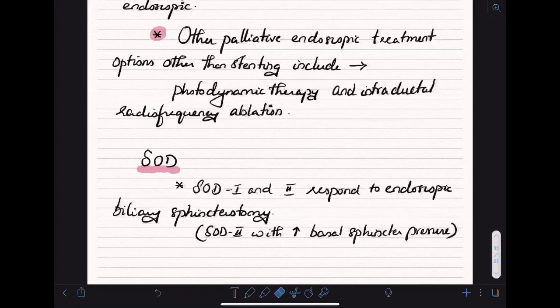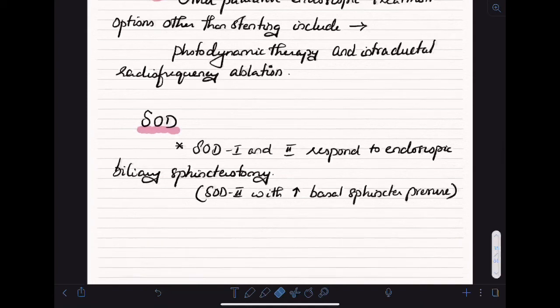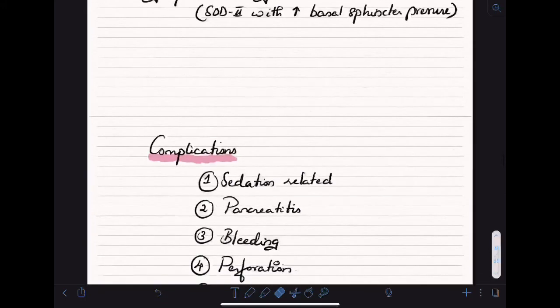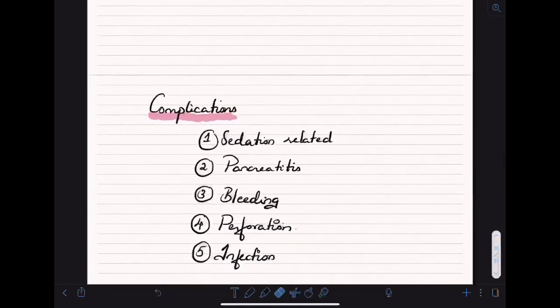For sphincter of Oddi dysfunction, SOD 1 and 2 respond to endoscopic biliary sphincterotomy. SOD 2 with increased biliary sphincter pressure is the one which responds to endoscopic biliary sphincterotomy. Now coming to the complications, they can be sedation-related, pancreatitis, bleeding, perforation, and infection. Thank you.